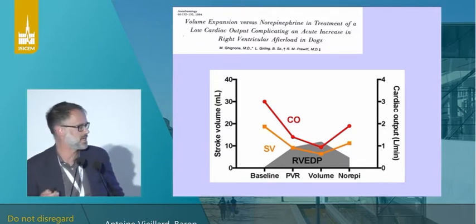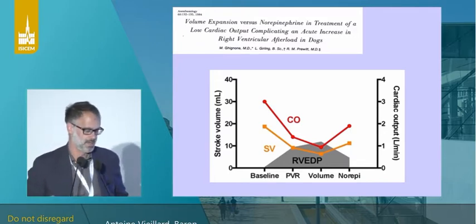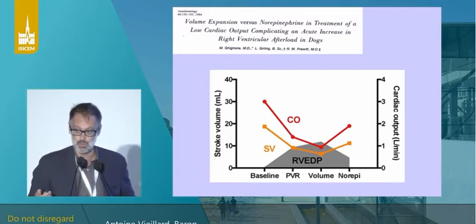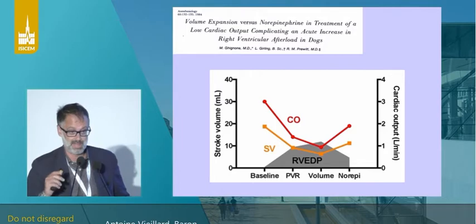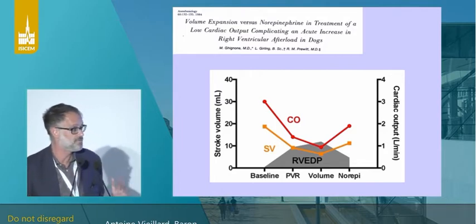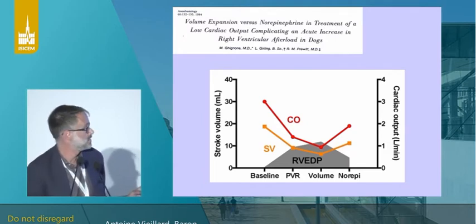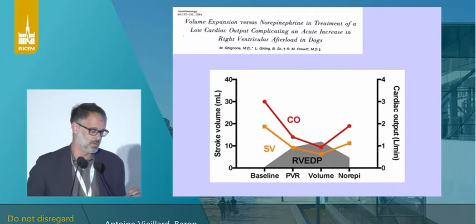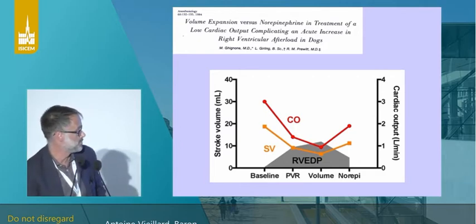And as I probably discussed yesterday, I showed this slide. We do not have so many human studies about the deleterious effect of giving more fluids when the right ventricle is failing, but we have many experimental studies. And here I show you this one. This is an experimental study inducing obstruction of the pulmonary circulation, so mimicking pulmonary embolism in animals. You have the baseline with the stroke volume, the cardiac output, and the right ventricular end-diastolic pressure.